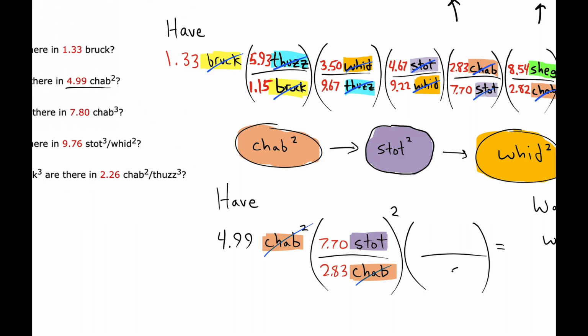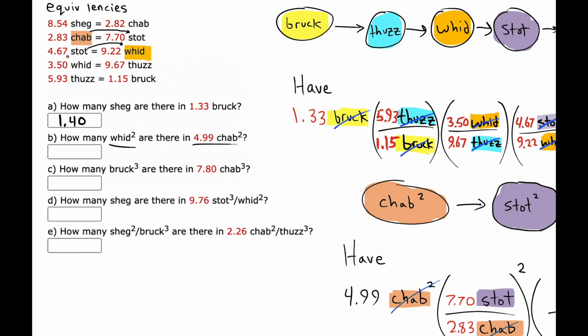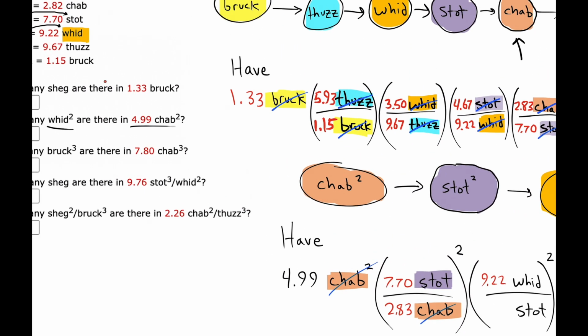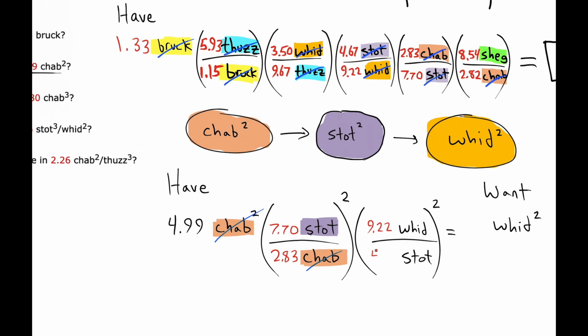Next step will be to get rid of the stat squared. So let's put stat down below, and we'll put the desired unit of wid above. But once again, we have to cancel stat squared, so we need to square this conversion factor as well. That'll also help us create the desired unit, which is wid squared. Okay, so let's use the units that are associated with that conversion. .22 goes with wid, 4.67 goes with stat.